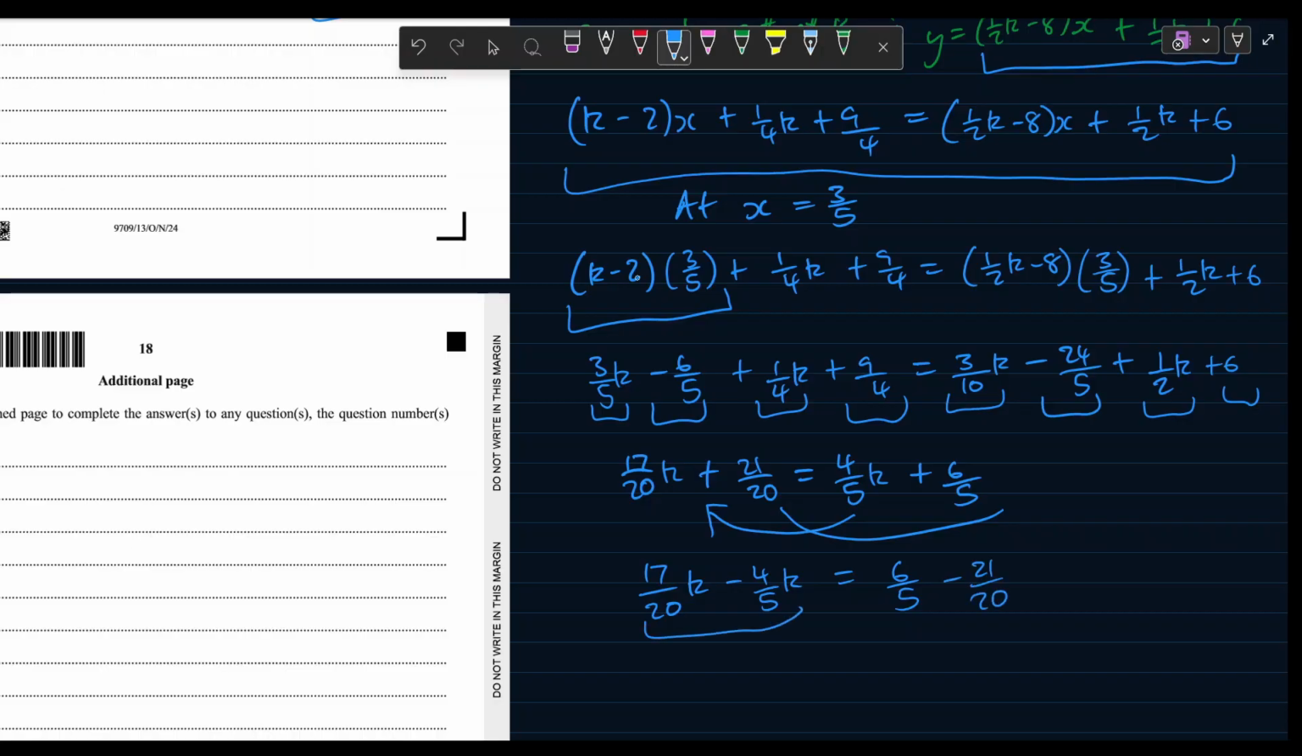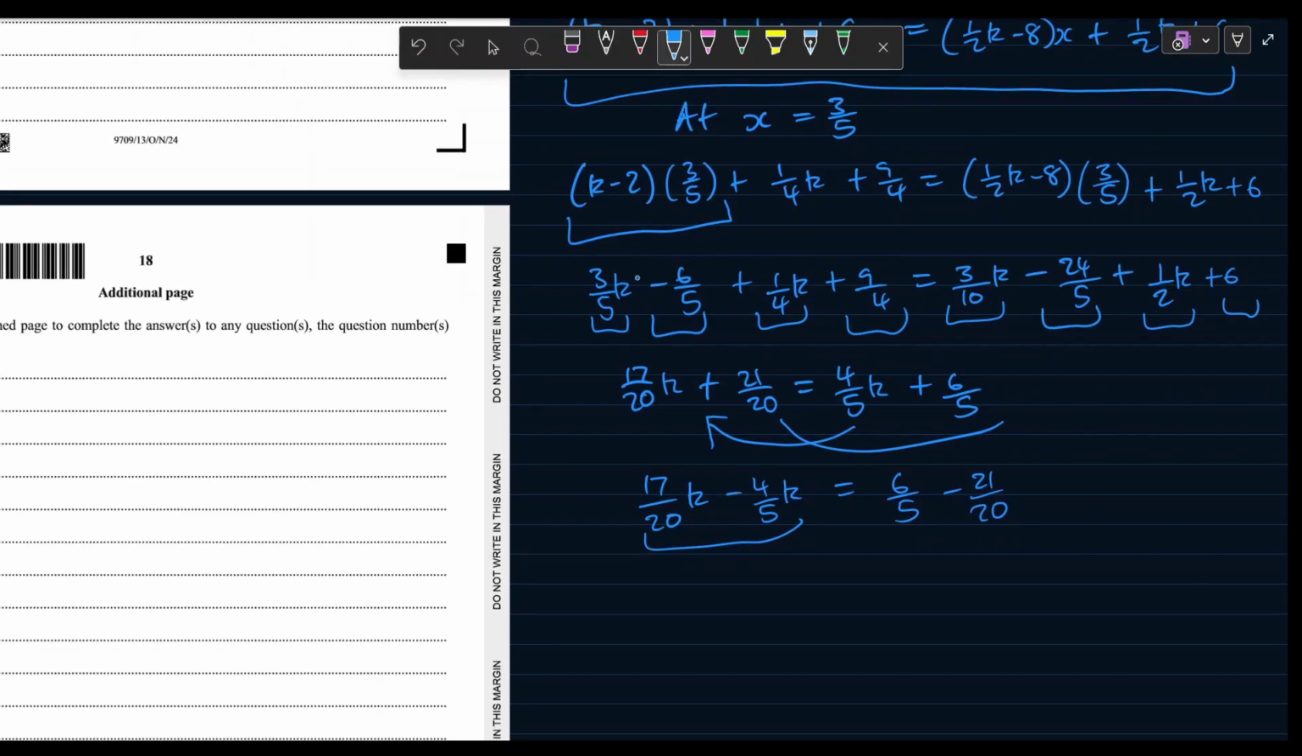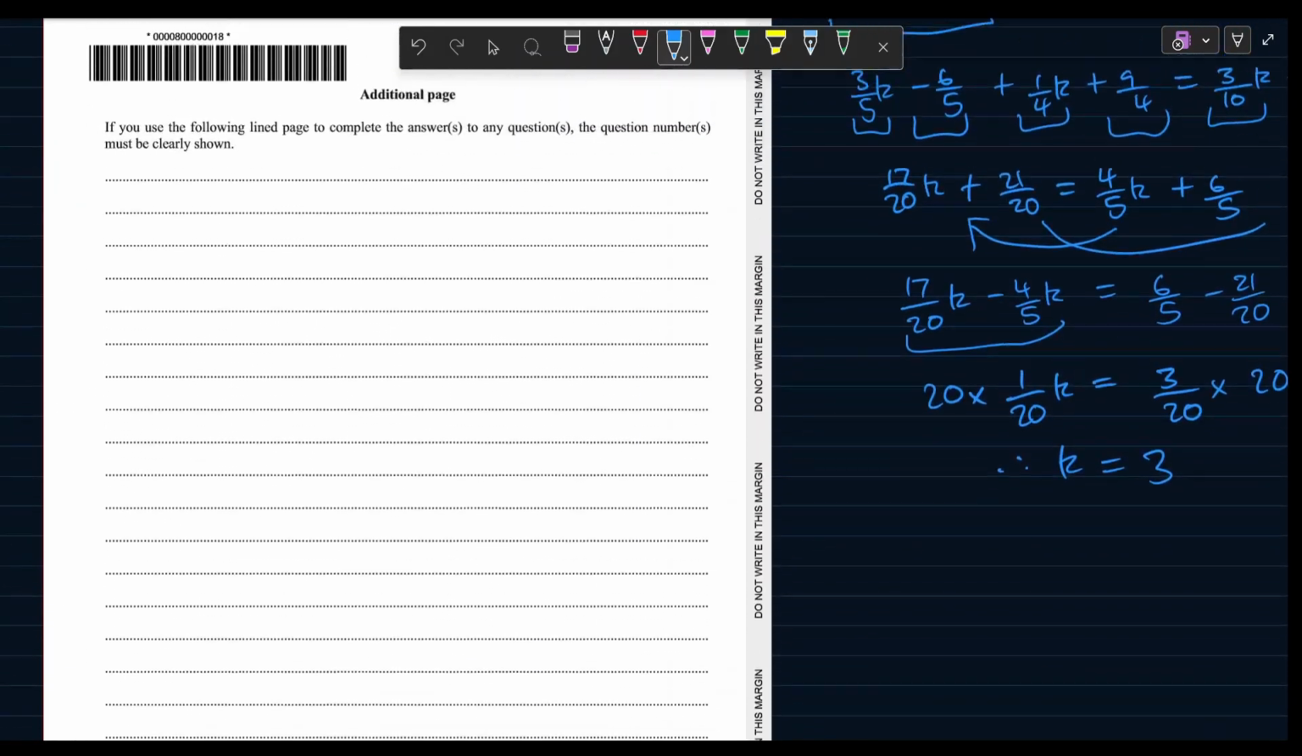So on the left here, we have that 17 over 20 minus 4 over 5 is 1 over 20. So this is 1 over 20 k is equal to 6 over 5 minus 21 over 20, which is 3 over 20. So to get k, multiply both sides by 20, and you should get that, therefore, k is equal to 3, and that is our final answer. And that is the paper as well.